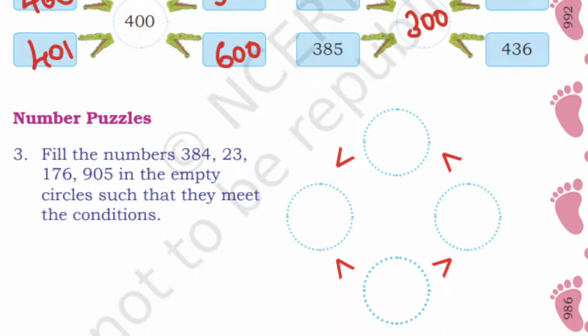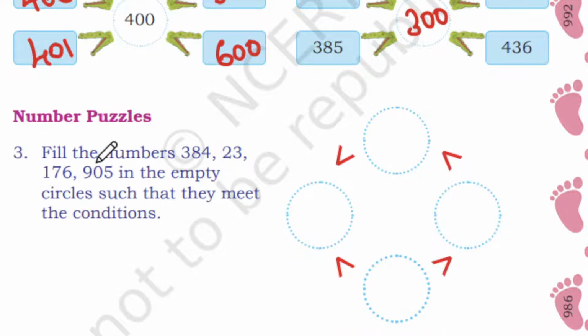So next one is number puzzle. Fill the numbers 384, 23, 716, 905 in the empty circles such that they meet the condition. Okay, so you have to write the condition. So we have greater than and lesser than symbols here. So you have to fill it. Okay, let me fill this out.